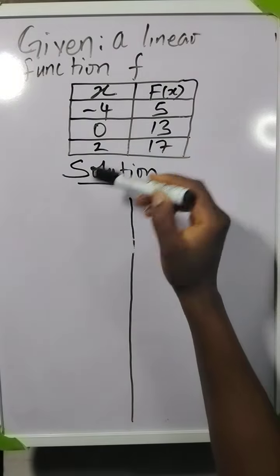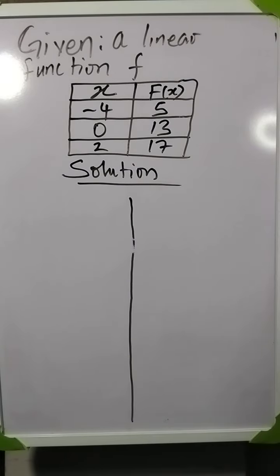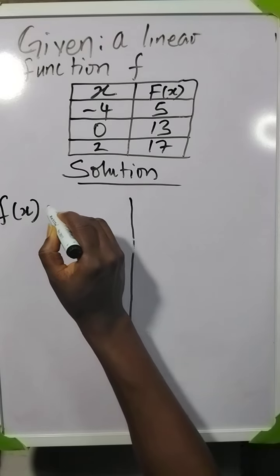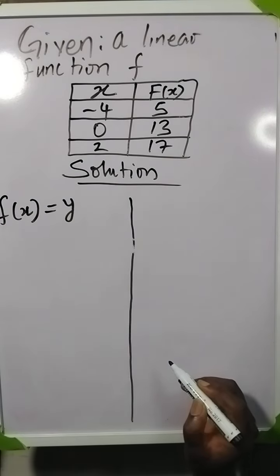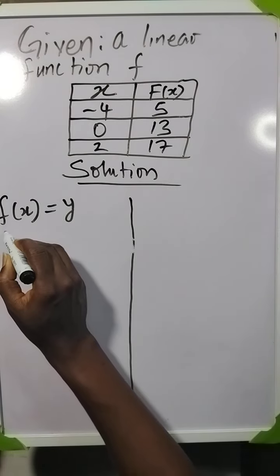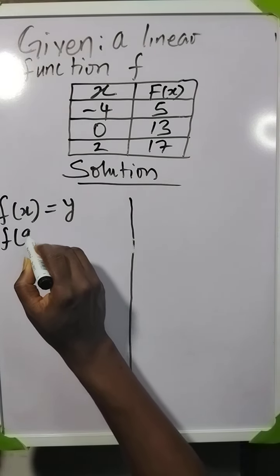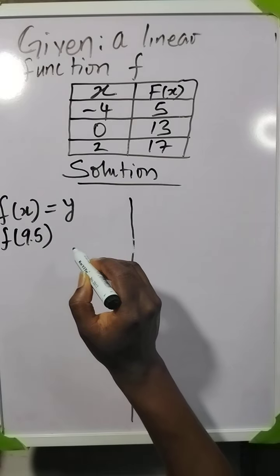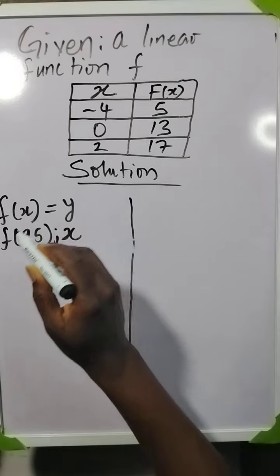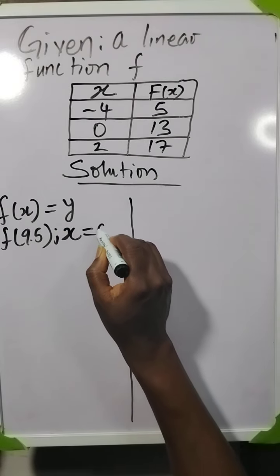Now, these represent any 3 points on that function. So we know it's a linear function, and we know it has a constant slope. And also, this f of x is the same thing as y, if you're plotting it on a Cartesian plane. So the value we're required to find, which is f of 9.5, is actually the value of y, or the function, when x is equal to 9.5.